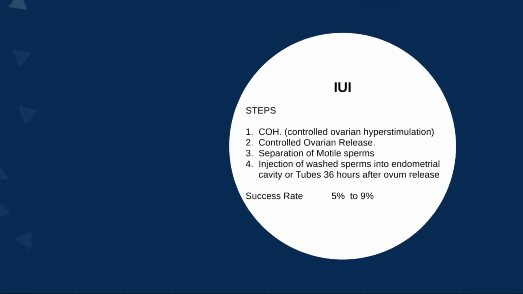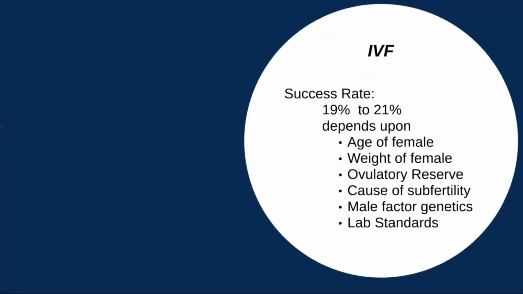So after IUI, the IVF. So this is in vitro fertilization. I have told you the most common reason for IVF is when there are some pelvic abnormalities. Sperm count is almost normal, but there are pelvic abnormalities like tubal blockade or pelvic diseases which are not letting the patient get pregnant. The success rate is 19 to 21%.